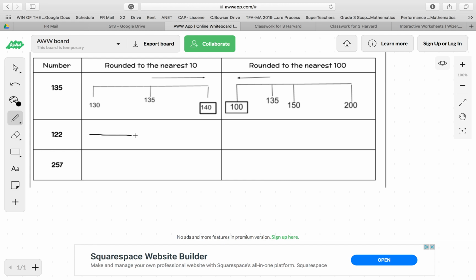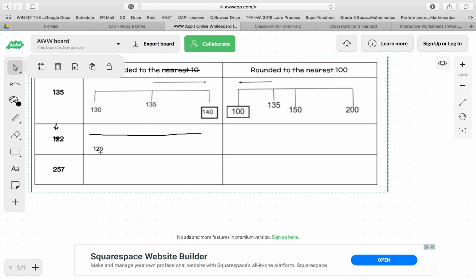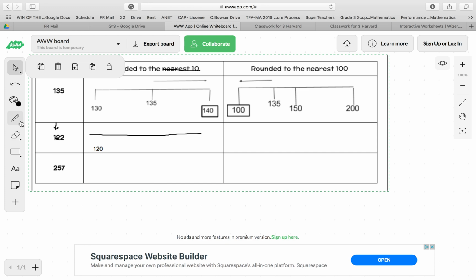So, I'm going to draw a number line, and I need to figure out where 122 falls. Because I'm rounding to the nearest 10, I'm going to look at the tens place. In this number, 122, I know there are two tens. So one island endpoint is going to be 120. Now I need to figure out what is 10 more than that so I can get some endpoints. So what's 10 more than 120?